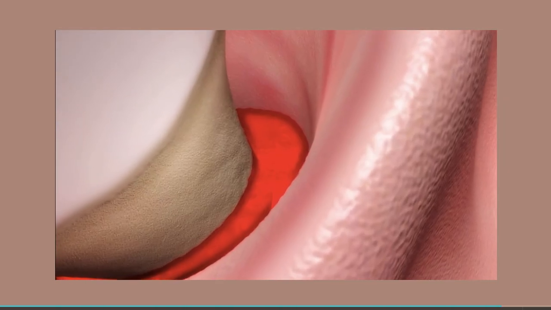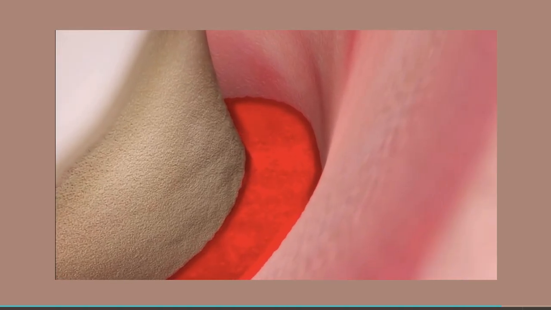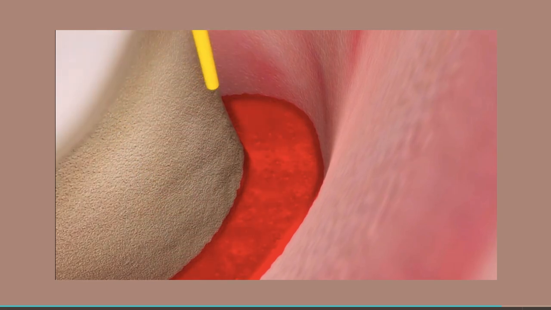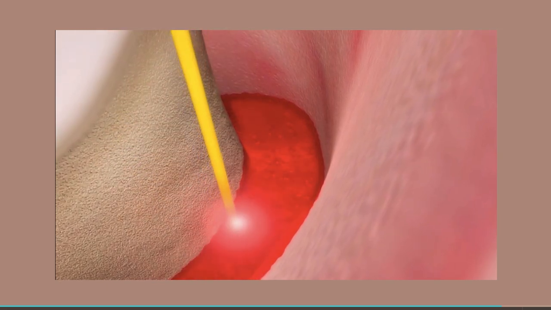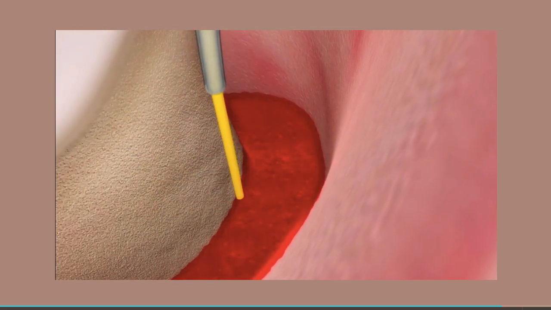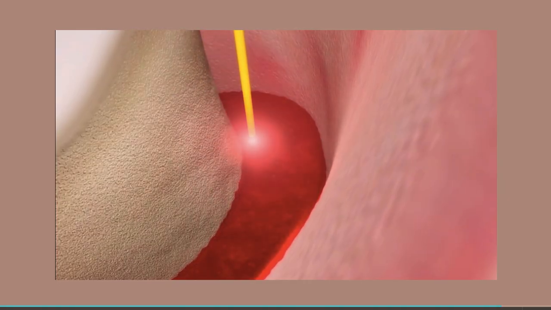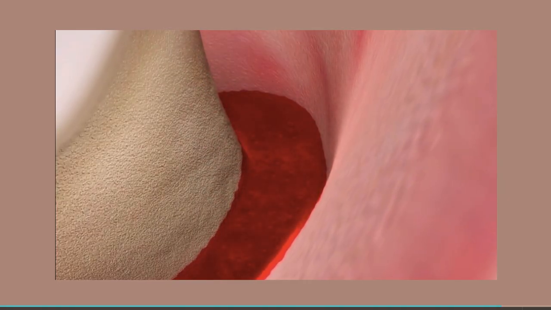Then, we again introduce Nd:YAG laser energy in the pocket to start development of the clot. We insert the tip all the way to the bottom of the pocket, then we fire the laser and draw out the tip until we see the blood start to get slightly darker. At this point, we stop lasing and start placing the collagen plug.